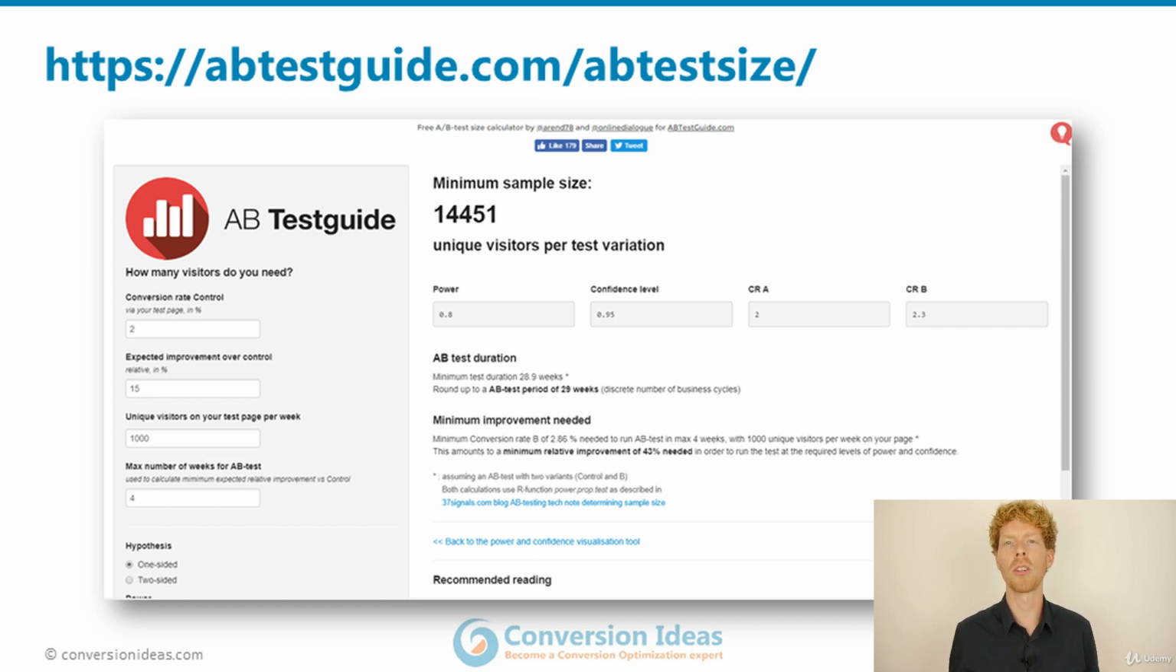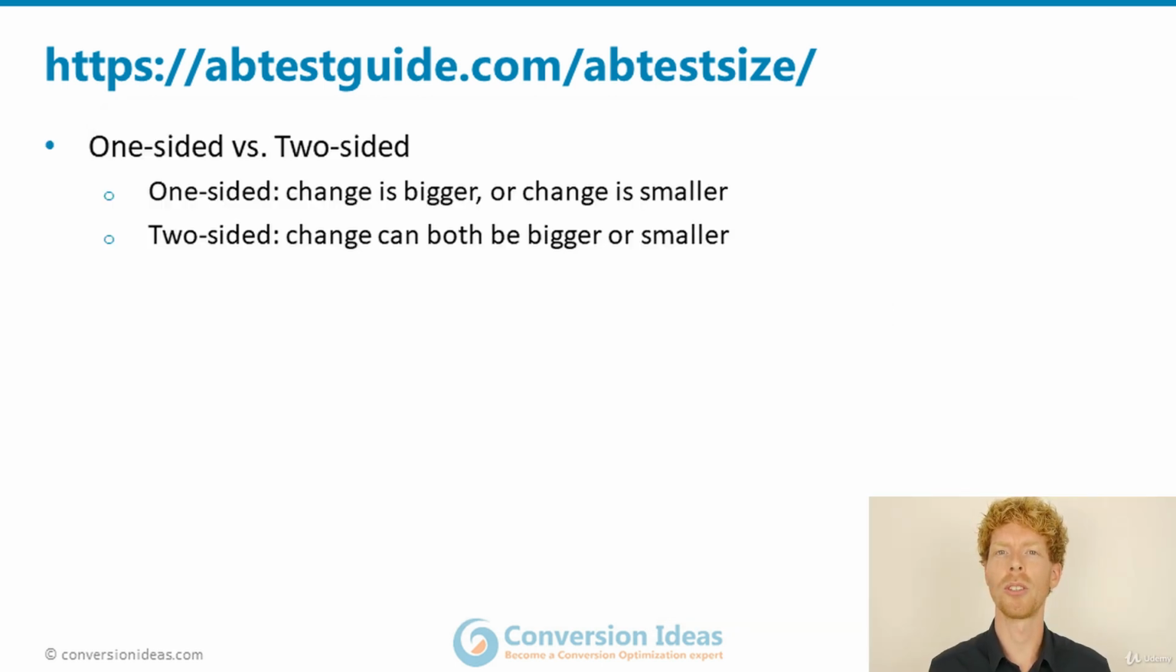Now, before we start filling out the numbers, and we will do so for our test for Bookabuzz, we first have to be familiar with some of the terms in the tool. Let's start with one-sided versus two-sided. One-sided means that the change caused by the variation is either bigger or smaller than the conversion rate in control. So when you're optimizing for transactions, you want more transactions. And with the bounce rate, you want a lower bounce rate. So with one-sided, it is either bigger or smaller. And this is what we usually use in our A/B tests.